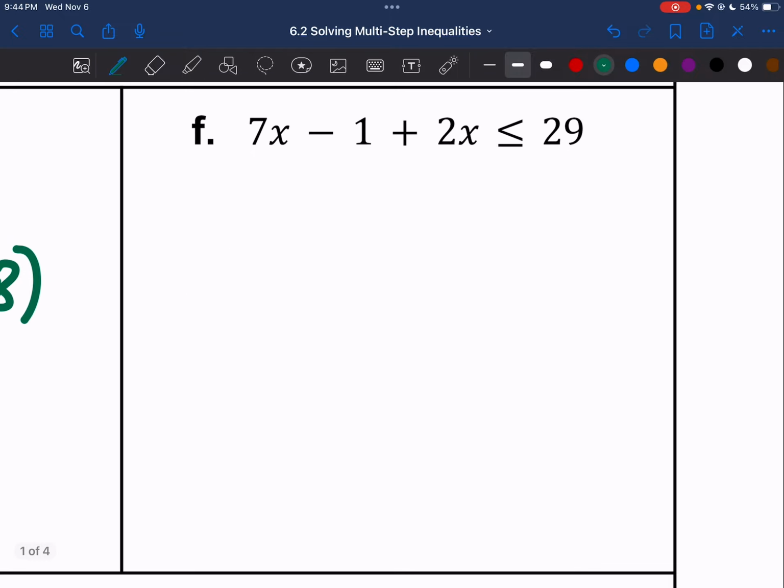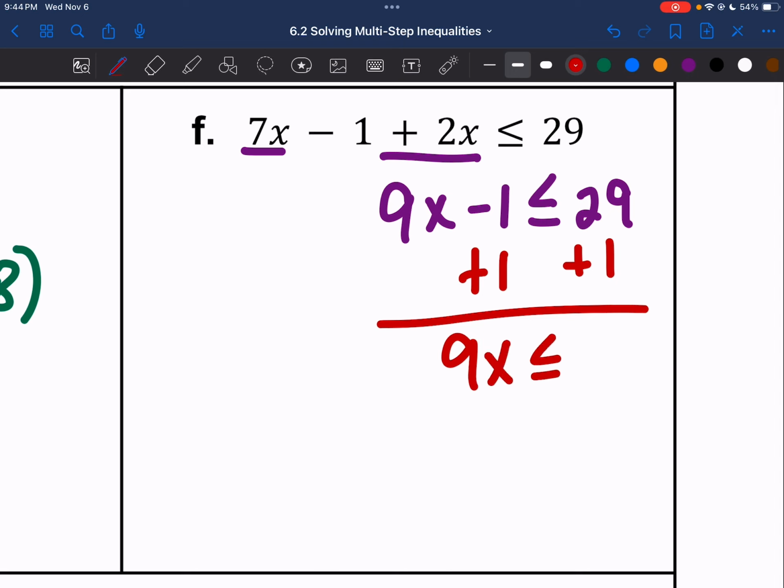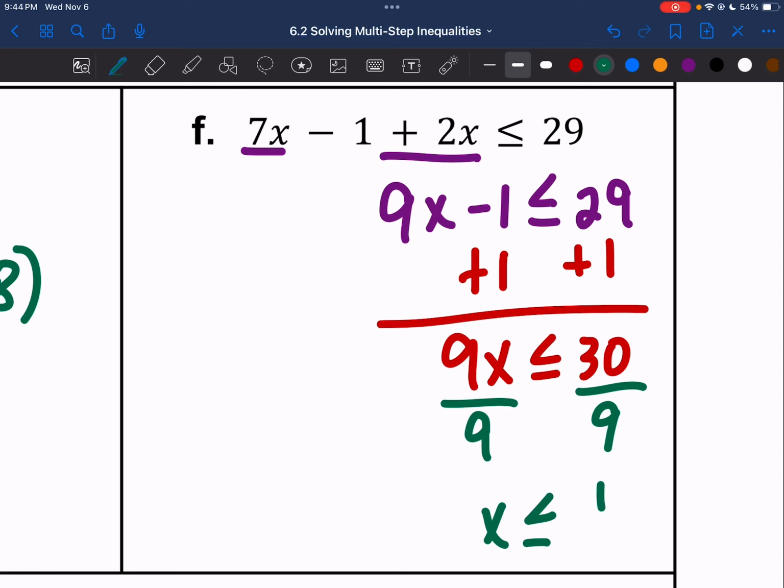And next, letter F. Before we do anything else, we're going to need to combine like terms on the left side of my inequality. So 7x plus 2x is 9x, minus 1 is less than or equal to 29. My next step is to add 1 to both sides. 9x is less than or equal to 30. Then my final step is to divide both sides by 9, and x is going to be less than or equal to 10 over 3.